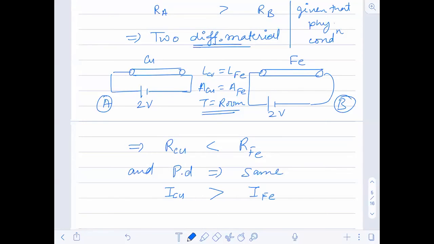Sanvia, shall I explain it once again, or did you understand? I see you are having a problem somewhere. Sanvia, understood? Okay, fine.